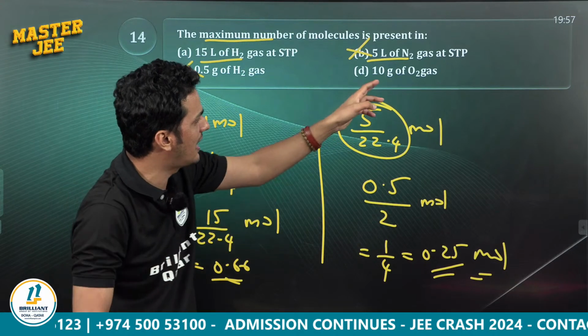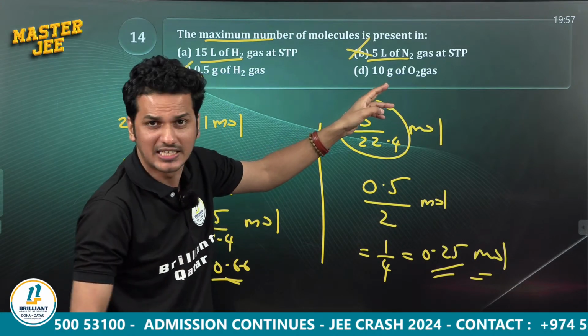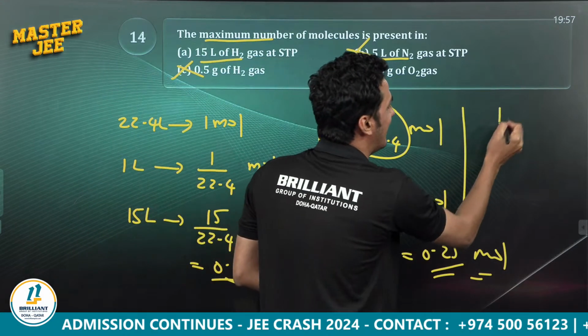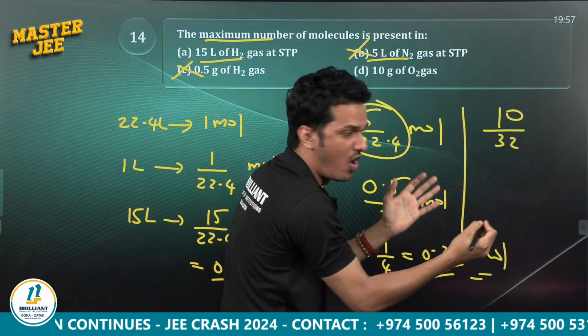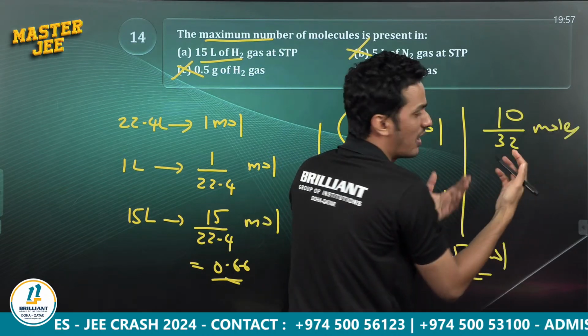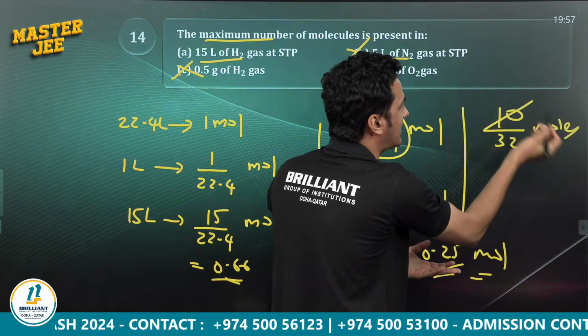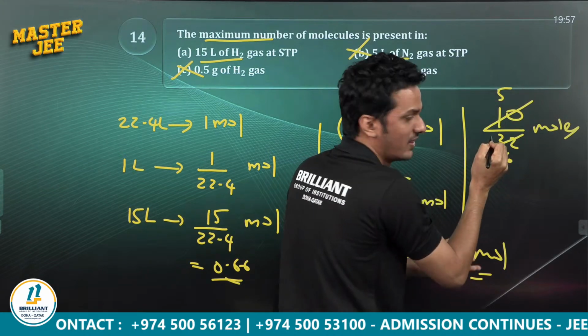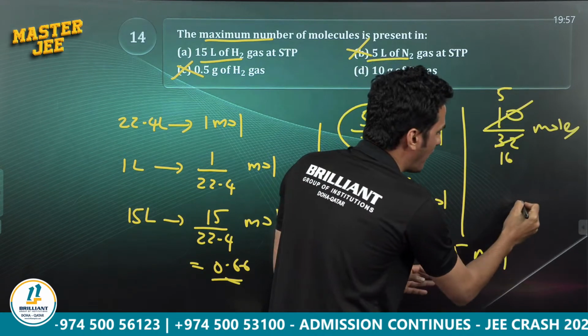Finish. Okay, so the next one is 10 gram of oxygen, which means 10 divided by 32 moles. What is 10 divided by 32? While dividing, it becomes 5 divided by 16. What is 5 divided by 16?